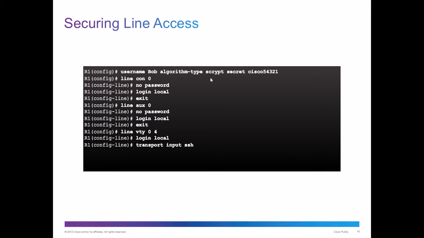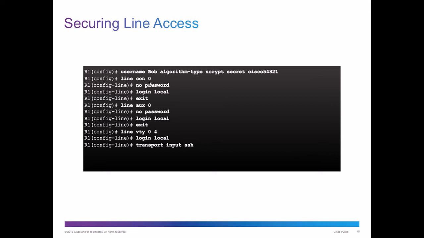You're going to use the scrypt algorithm to encrypt this password. That's what this algorithm-type scrypt means. If you do not type this, it will use MD5 encryption to encrypt this. So you're just choosing a different one; the default is MD5 if you don't type in algorithm-type scrypt. All right, so I want you to type this. This creates a username and a password on your router in your database.